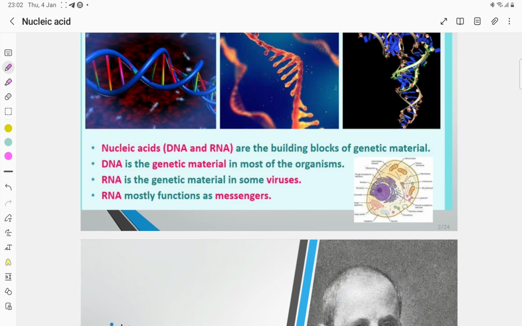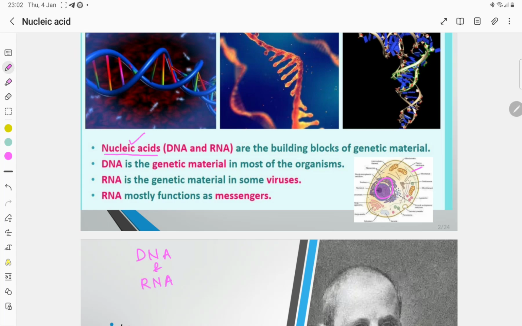Whenever we are talking about nucleic acid, that signifies that it must be related to the nucleus. You know that this is our cell. The cell may be a plant cell or an animal cell. All eukaryotic cells contain a nucleus, and inside the nucleus some acidic material is present, which is popularly known as nucleic acids. Examples of nucleic acids are DNA and RNA.